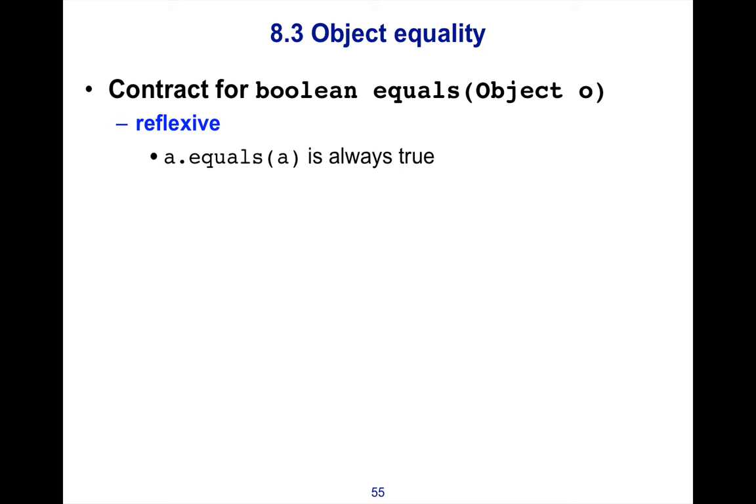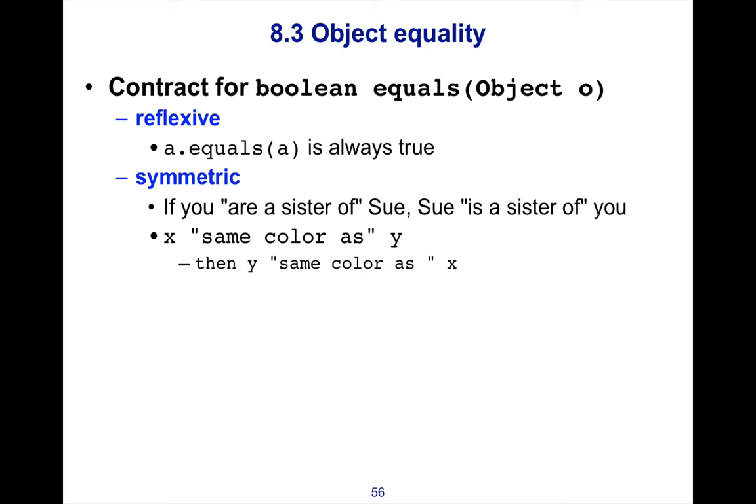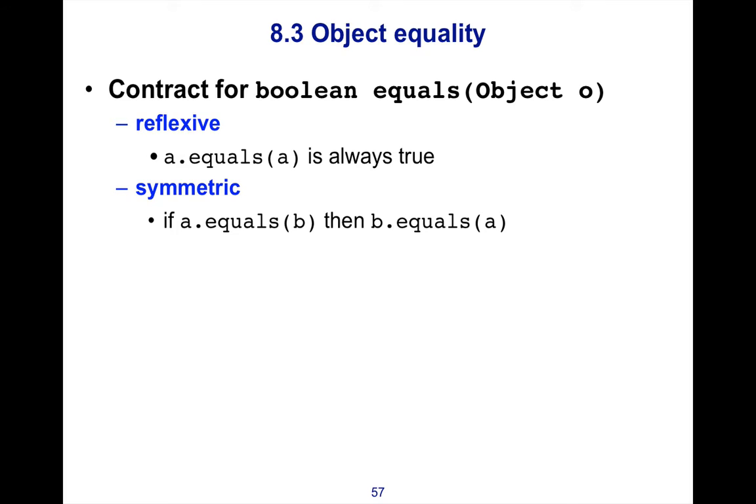Equality is meant to be symmetric. If you're a sister of Sue, Sue is a sister of you. If x is the same color as y, y is the same color as x. So these are symmetric relations because they hold in both directions. And we'd like it to be the case that if A dot equals B, then also B dot equals A.